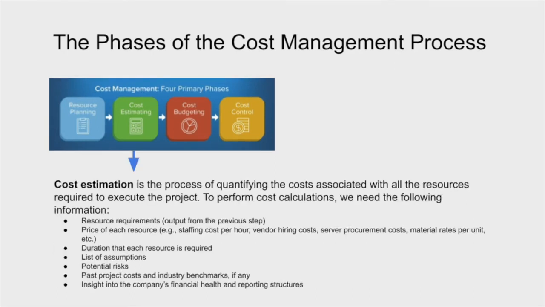Next, in the second stage, we're looking at cost estimation. Cost estimation is really a process of quantifying the costs associated with the resources required to do the project. So we've determined the resources. Now we've got to look at what the costs of those resources are. To perform cost calculations, we need the following basic information. The resource requirements, which we've covered. The price of those resources, such as the staffing costs for hours, vendor hiring costs, procurement costs, material rates, and so on.